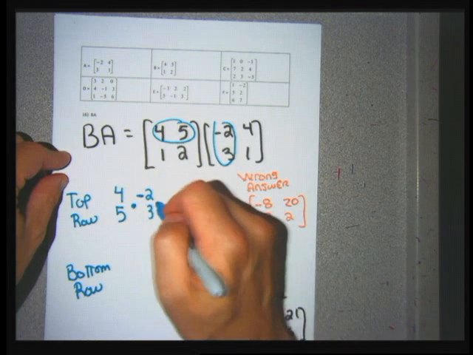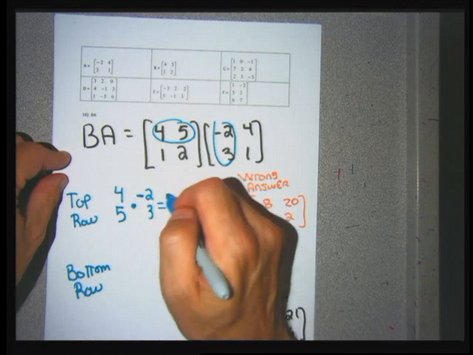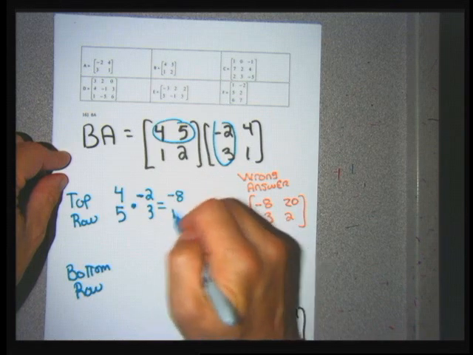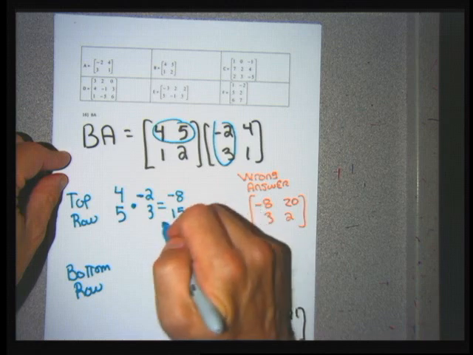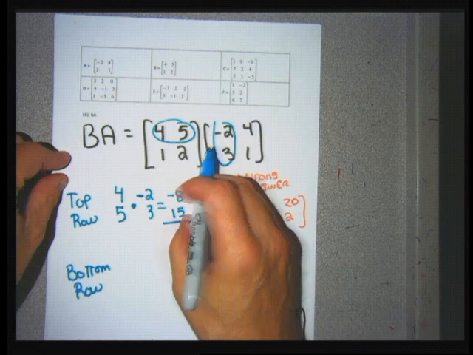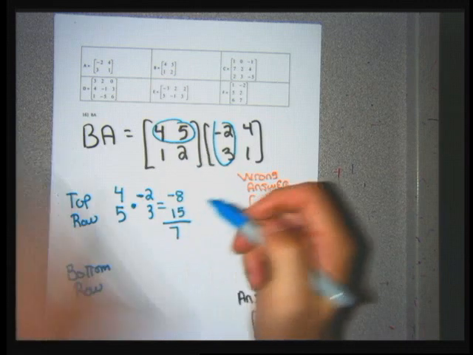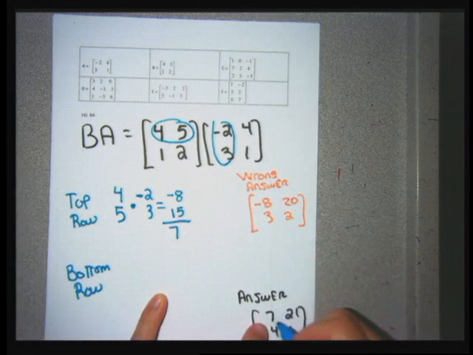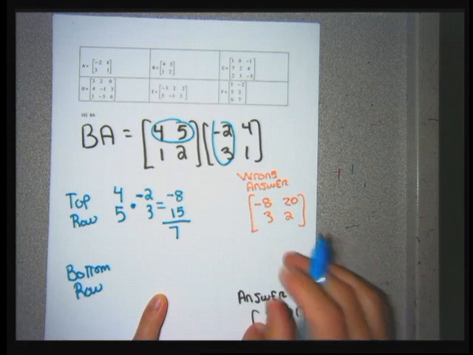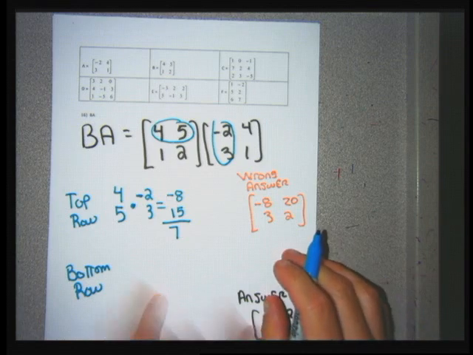When I do this, I'm going to go 4 times -2 is -8. 5 times 3 is 15. Do those two multiplications. Now add these numbers. -8 plus 15 is +7. If you look in my answer, there's the +7. Again, that's not intuitive to me at all. Why would you think to do that? But that's the way matrix multiplication is defined.